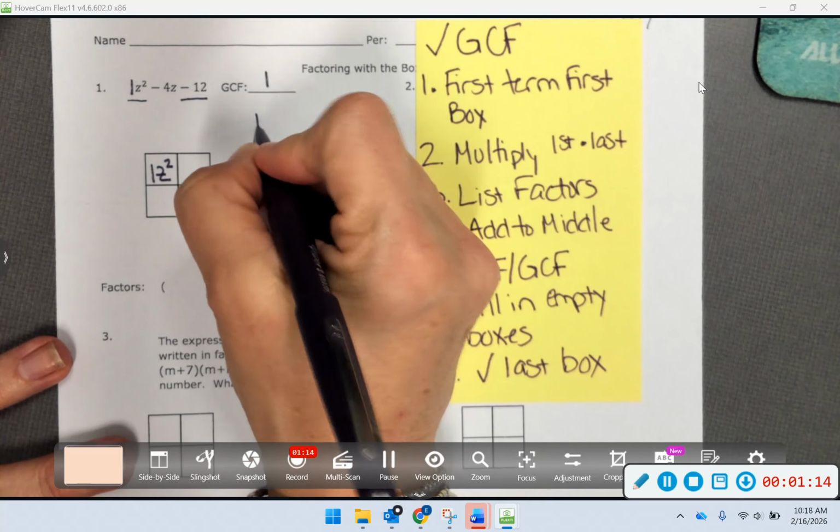So one more time, we did the GCF, it was 1. I put the first term in the first box. I multiplied the first and last terms and got -12. Now we're going to list all of our factors of -12. So 1 times -12 is -12. 2 times -6 is -12. 3 times -4 is -12. 4 times -3 is -12. 5 times nothing, so I don't have a 5. 6 times -2. 7 times nothing, 8, 9, 10, 11 times nothing, and then 12 times -1. So these right here are all the factors of -12, what I can multiply to get -12.